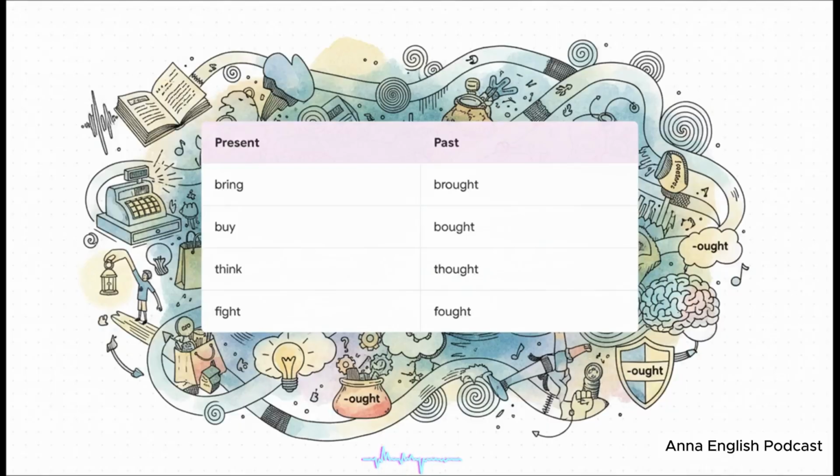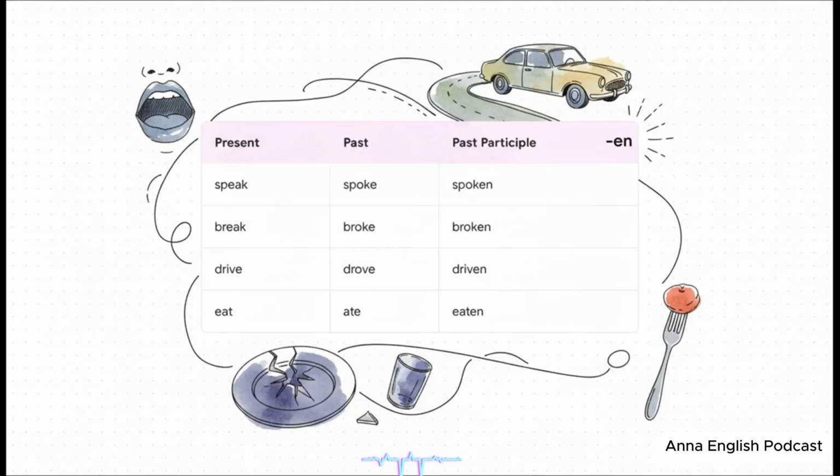Here's another fantastic pattern that's all about sound. Lots of verbs that have this ought sound in the past can be learned together. Bring becomes brought. Buy becomes bought. Can you hear that rhyme? It really helps connect them in your memory. And finally, keep an eye out for verbs where the past participle, that have or has form, ends in n. This is a huge clue. Speak, spoke, spoken. Drive, drove, driven. So when you learn a new verb like speak, check and see if it follows this very common n rule.